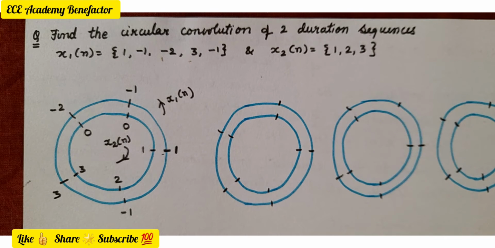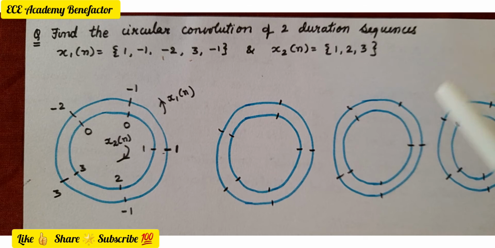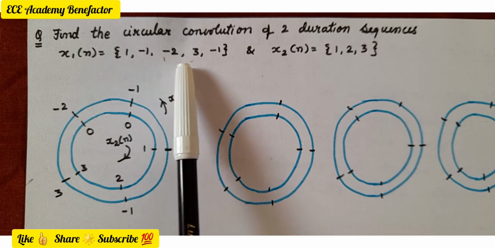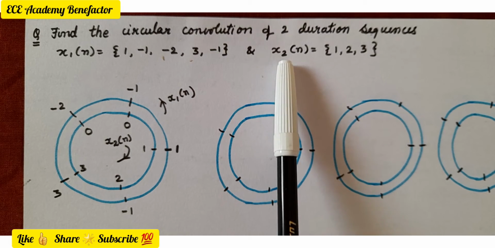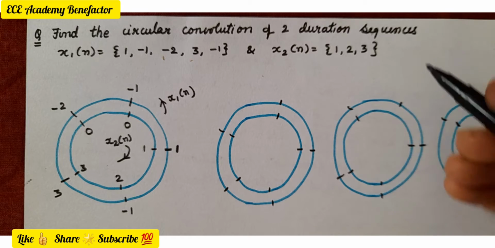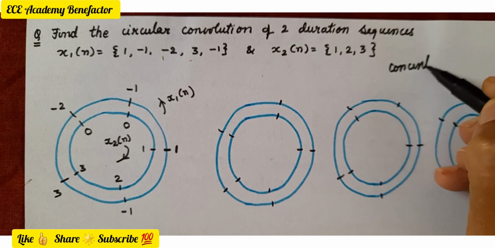Hello dear students, in this class I will be explaining circular convolution by the concentric circle method. So let us start the class. The given question is: find the circular convolution of two sequences x1 of n given as 1, -1, -2, 3, -1 and x2 of n given as 1, 2, 3. We have to solve this circular convolution using the concentric circle method.